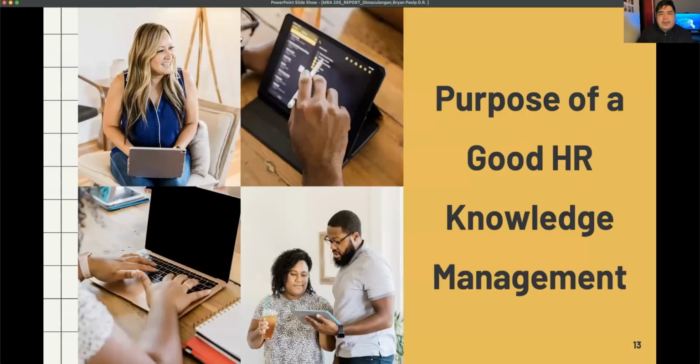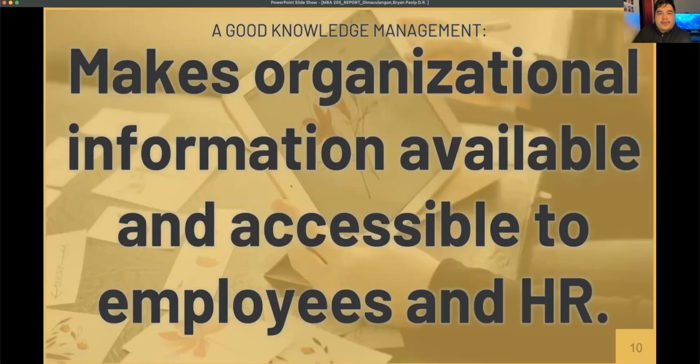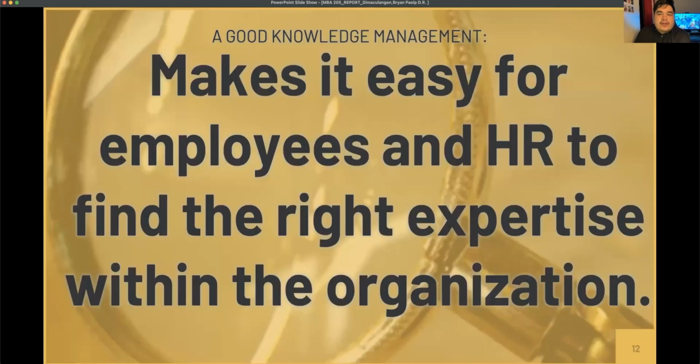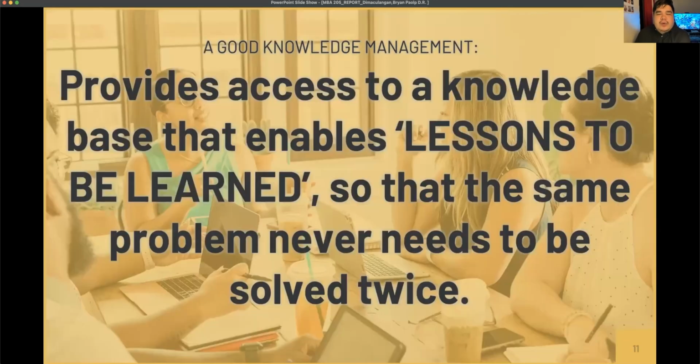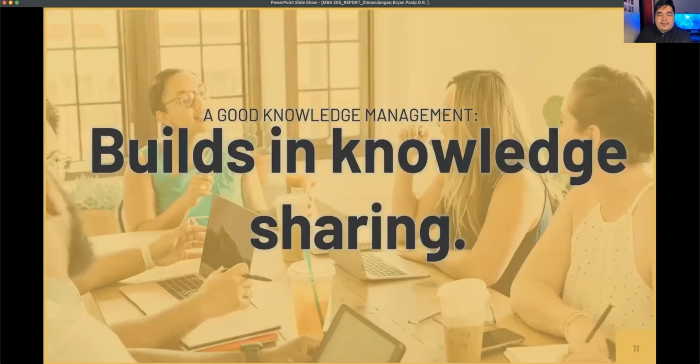Now, what is the purpose of a good human resource knowledge management? Of course, the first one is that it makes organizational information available and accessible to employees and human resource. It also makes it easy for employees and HR to find the right expertise within the organization. A good knowledge management also provides access to a knowledge base that enables lessons to be learned so that the same problem never needs to be solved twice. And lastly, if we have knowledge management within our organization, this will build in knowledge sharing.